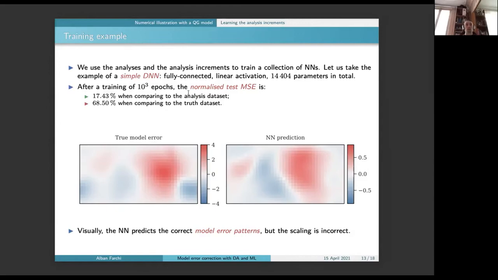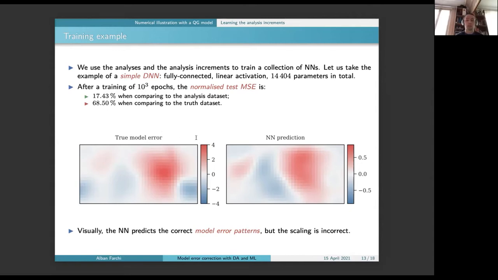But once we are there, we must remember that our goal is not to predict the analysis increments, but the final goal is to predict the model error. So in order to evaluate our ability to predict model error, we recompute the test mean square error using the truth dataset, and then we obtain a test mean square error of about 70%.